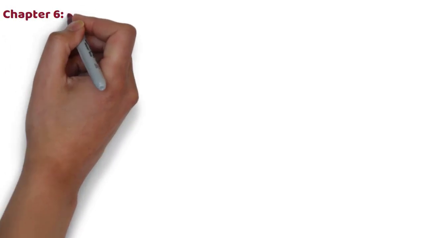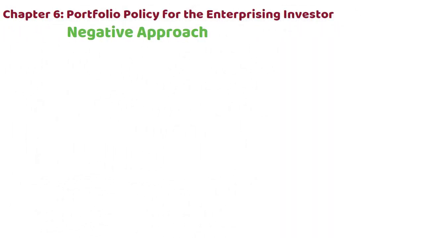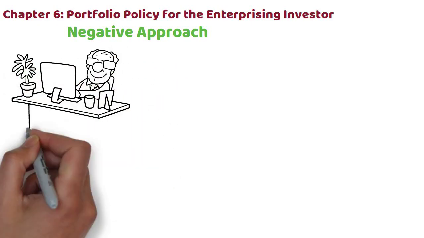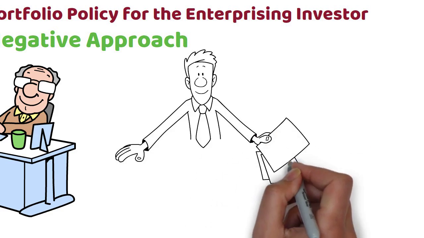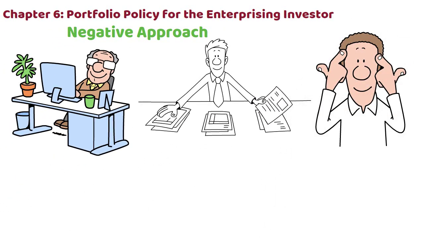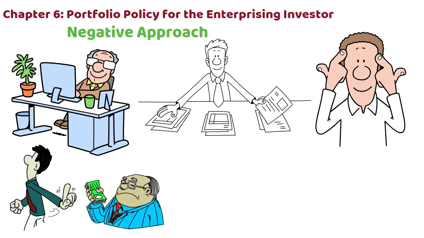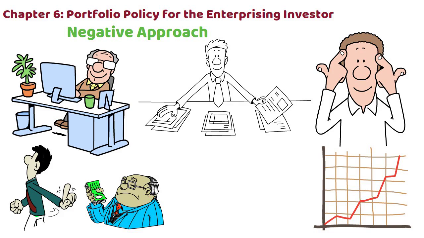Chapter 6: Portfolio Policy for the Enterprising Investor. Negative Approach Summary. Graham discusses the enterprising investor, someone willing to take on more risk and actively manage their portfolio. He outlines a negative approach, advising enterprising investors to avoid certain types of investments, such as new issues and high-growth stocks that are often overpriced.